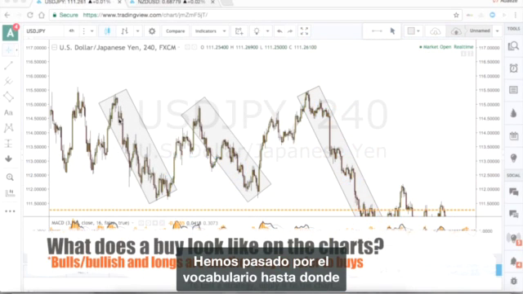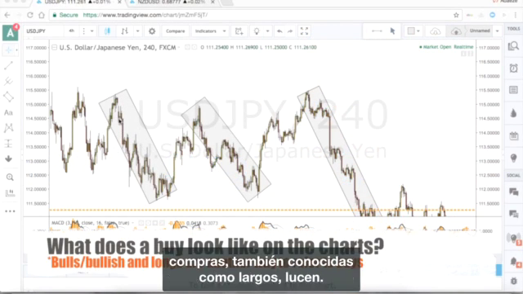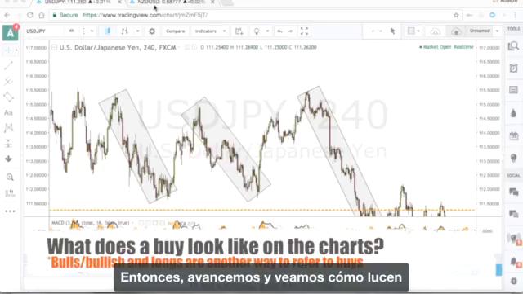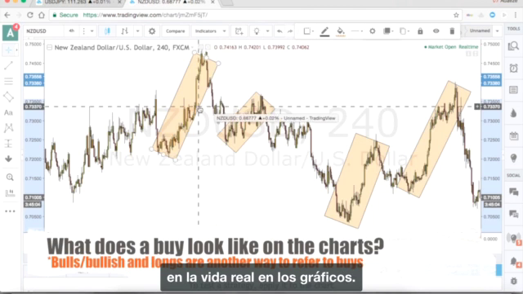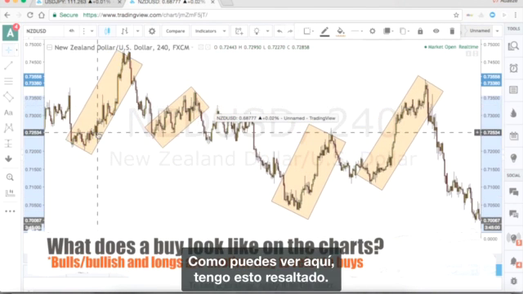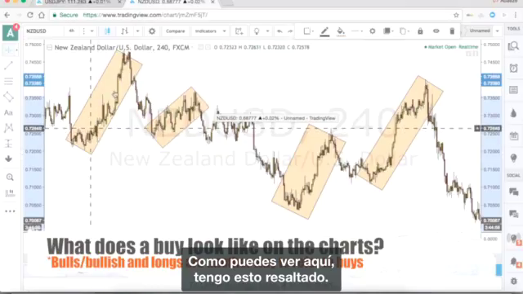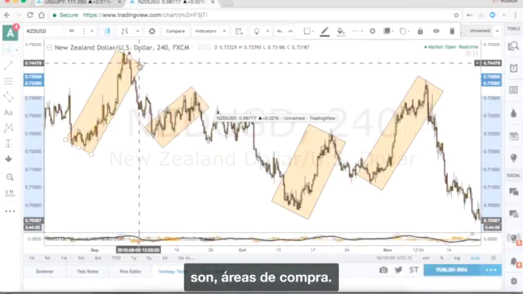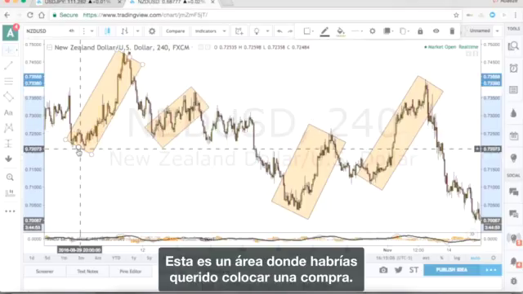We've gone over the vocabulary as far as what buys, also known as longs, look like. So let's go ahead and see what they look like in real life on the charts. As you see here, I have these highlighted. So these regions here are buy areas. This is an area where you would have wanted to place a buy.